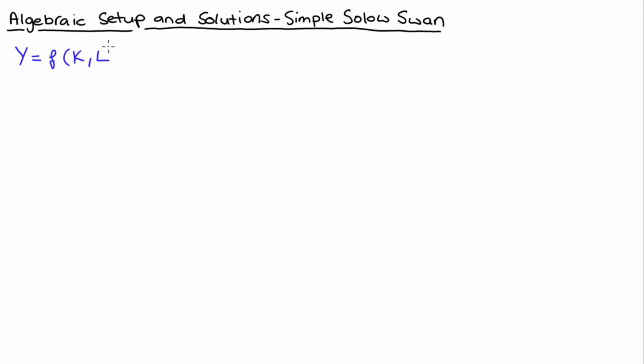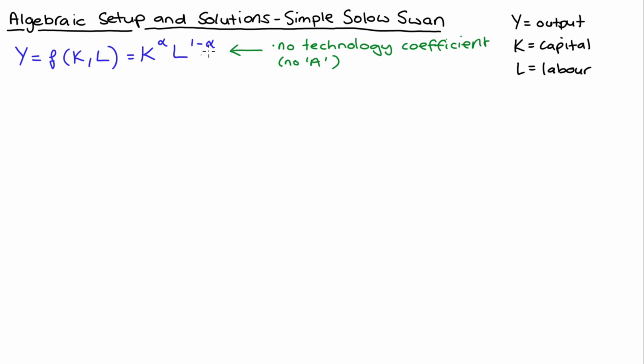I'll put the list of our variables on the right hand side here, and we're going to work with a Cobb-Douglas production function in particular. So we're going to get big K to the power of alpha multiplied by big L to the power of 1 minus alpha. Now, you will notice here that there is no technology coefficient, so no big A, which you'll very often see in the Solow Swan model, and actually it's kind of a key component to the model overall. In this video though, I am really starting with the simplest case, so no technology coefficient, no A.